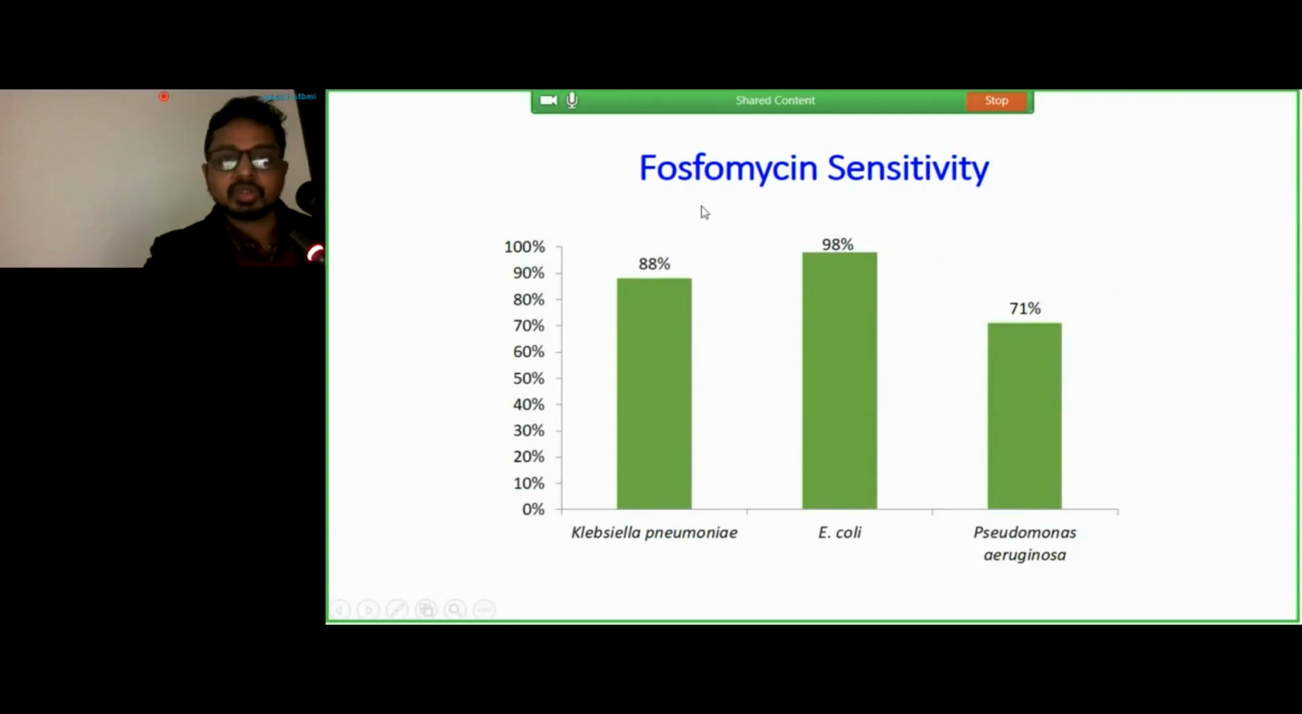Regarding phosphomycin, we know that phosphomycin is a very good oral drug to treat UTI cases, a urinary antibiotic. Majority of the E. coli, around 98%, were sensitive to phosphomycin. It's good for oral OPD-based treatment of UTI. 28% of the Klebsiella pneumoniae were sensitive to phosphomycin. For Pseudomonas aeruginosa, the sensitivity is slightly less, around 71%.